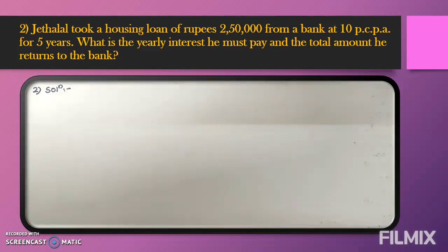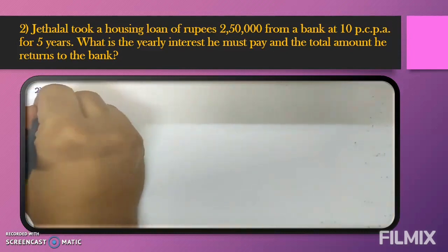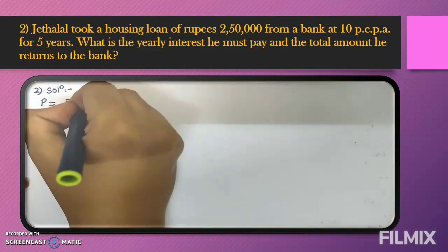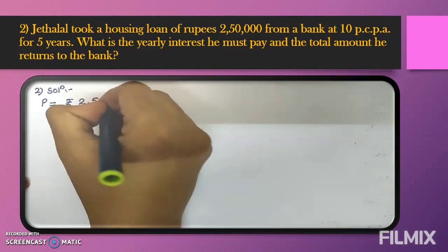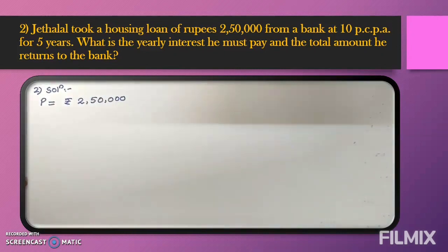Now in the first question we saw that a person deposited some amount in a bank. So whatever amount we are depositing in a bank, or whatever amount we are taking as loan from a bank, both the amounts are nothing but called principal. So here how much loan did he take from the bank? 2,50,000. So our principal, the value of P, will be rupees 2,50,000 from a bank at 10 PCPA.